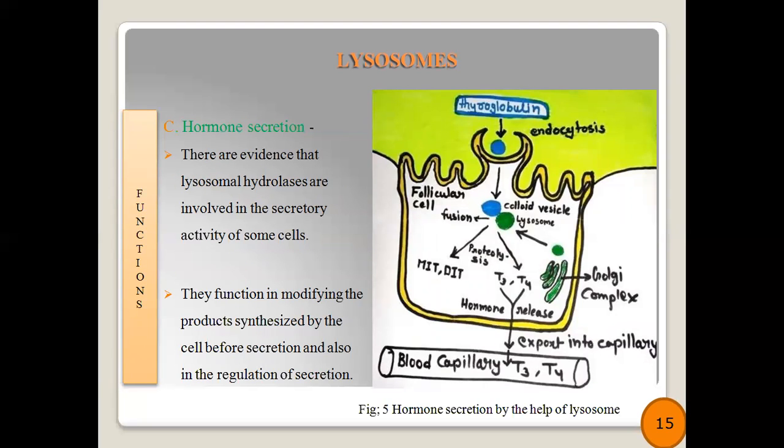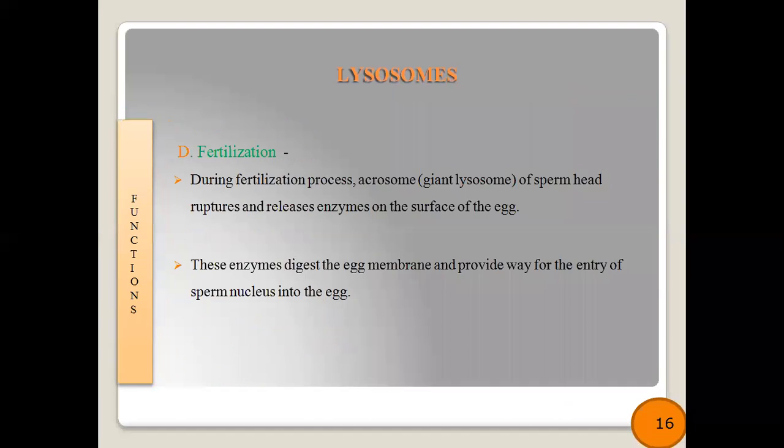Next one is hormonal secretion. There is evidence that lysosomal hydrolases are involved in a secondary activity of some cells. They function in modifying the product synthesized by the cell before secretion, and also in the regulation of secretion. So this is the figure of hormone secretion with the help of lysosome.